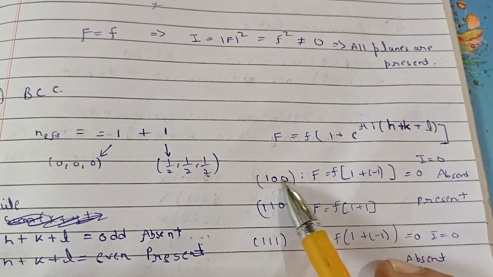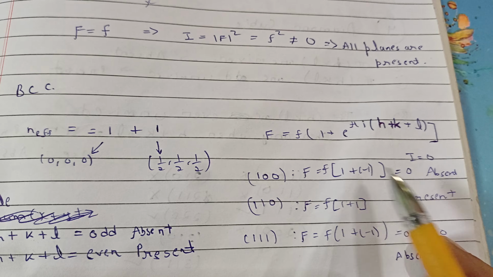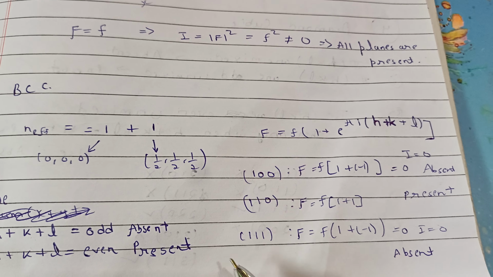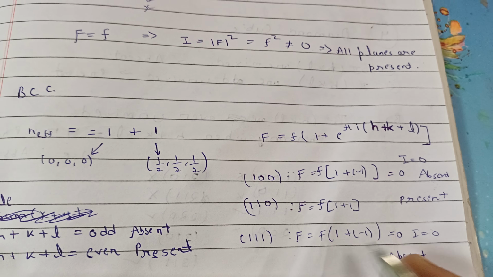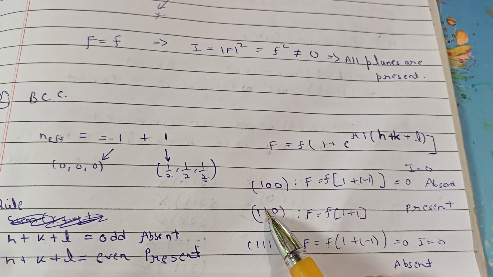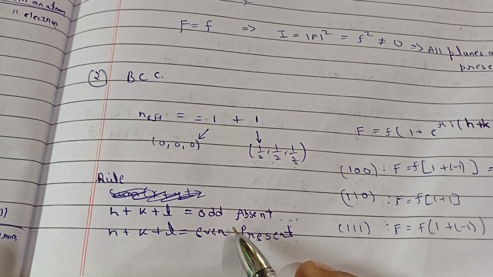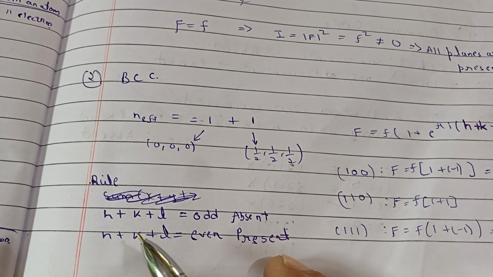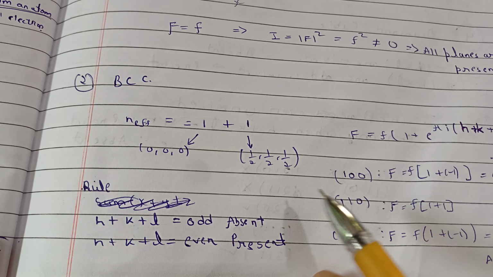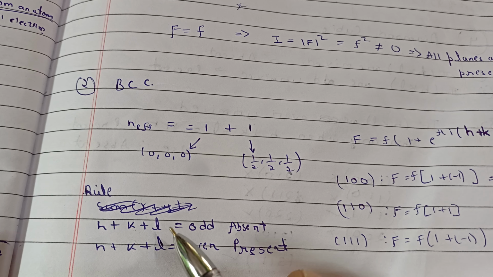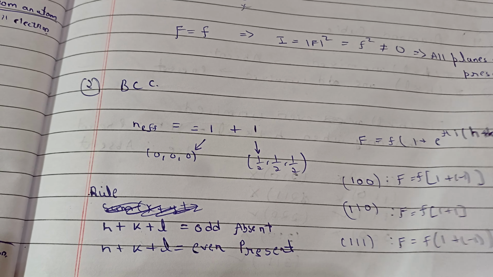So we can frame some rules here. If the sum of h, k, l is odd, then it is always absent. For 1 1 1, the sum is 3, so it will be absent. Here it is 1 plus 1, 2, even, so the plane will be present. So if h plus k plus l is odd, then the plane will be absent. If h plus k plus l is even, then it will be present. These will be very helpful in the exam. You can directly add the h k l and see whether that plane is present or not inside the unit cell.